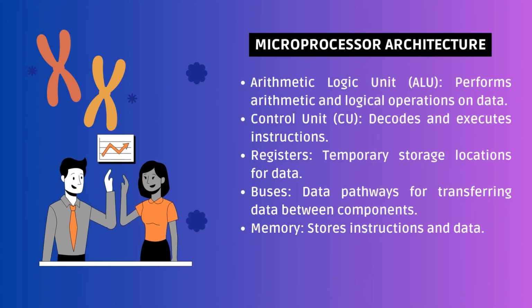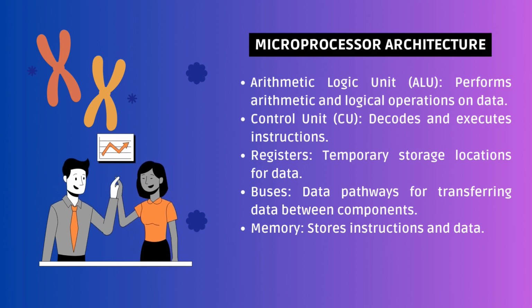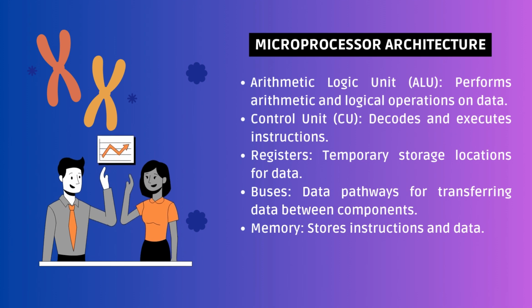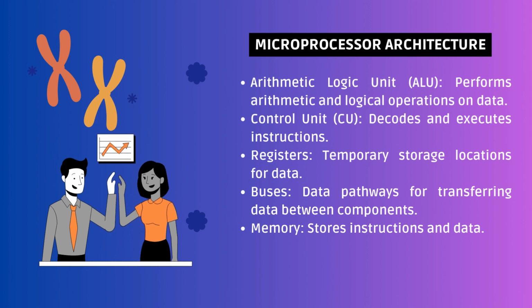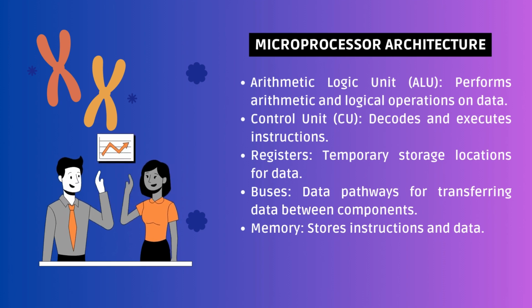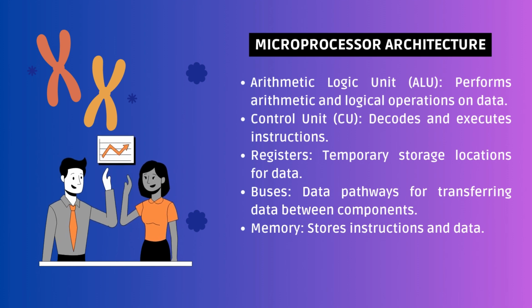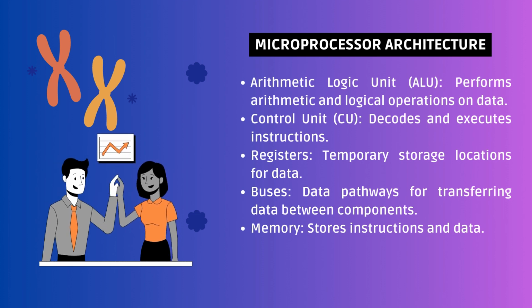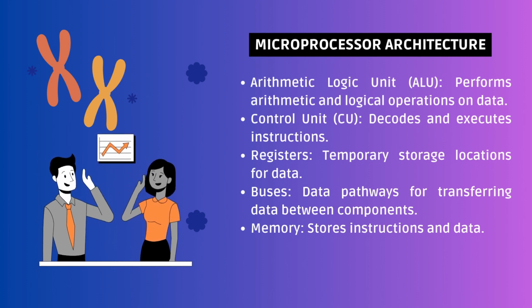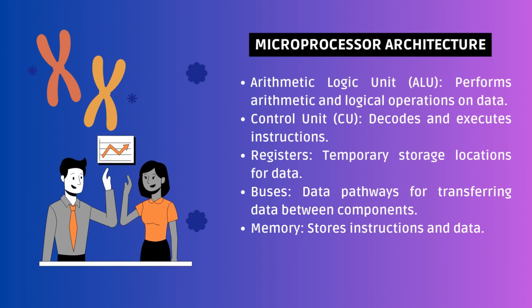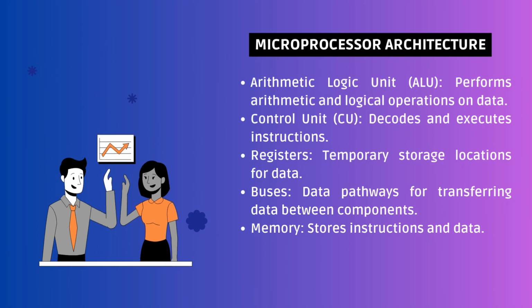Now that we've established a foundation in microprocessor fundamentals, our next destination is the exploration of microprocessor architecture. At the forefront is the arithmetic logic unit, which performs arithmetic and logical operations on data. The control unit decodes and executes instructions. Meanwhile, registers act as swift, temporary storage units, facilitating efficient data management. Buses are data pathways for transferring data between components, and memory stores instructions and data.